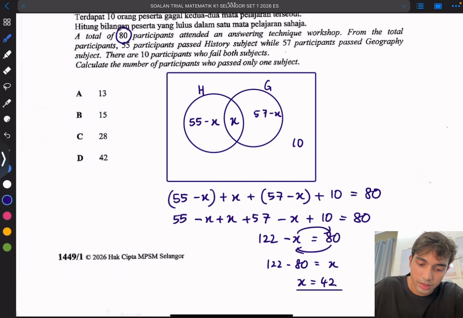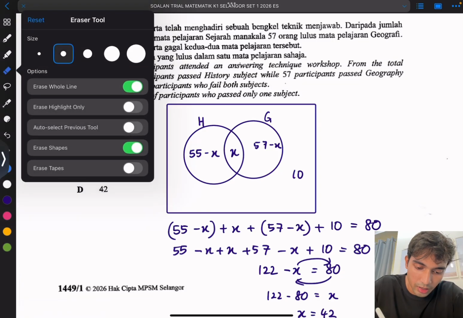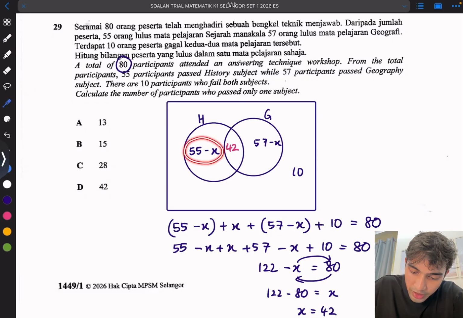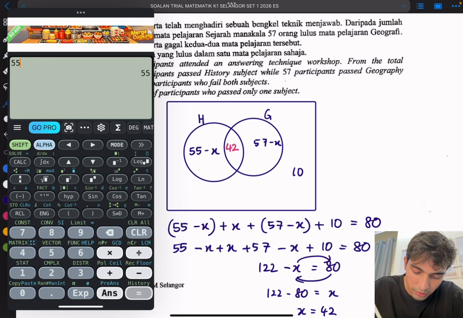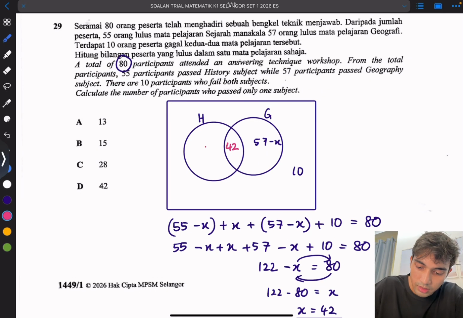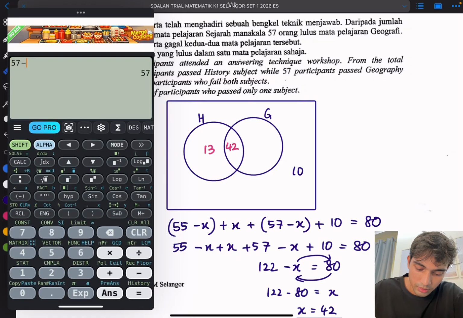Right. So now we know this is 42. So we can fill this up. This is 42. This part will be 55 minus 42, is 13. This part will be 57 minus 42, 15.